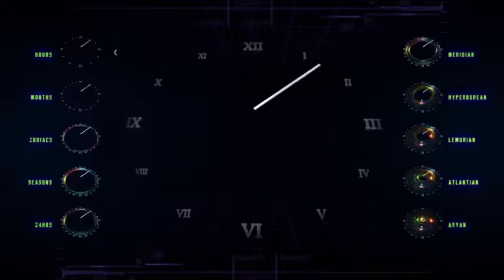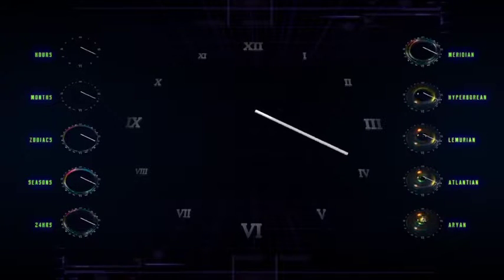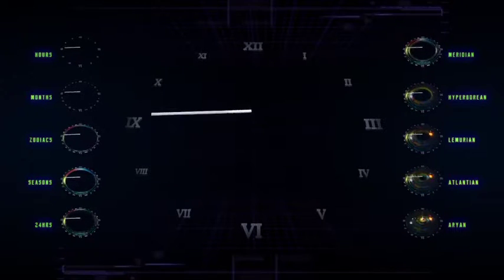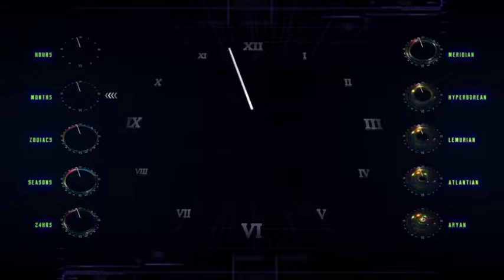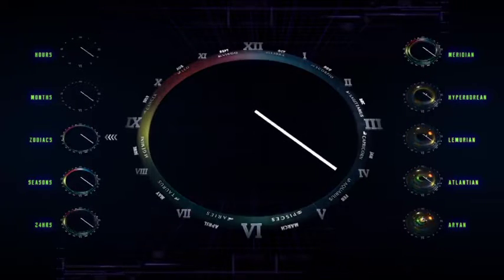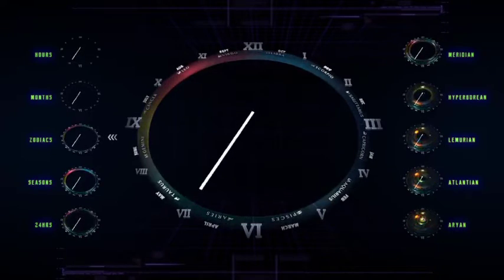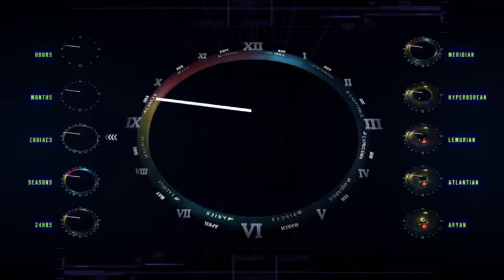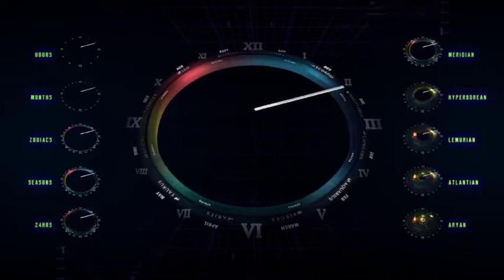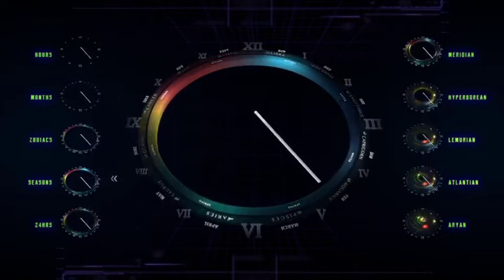The first thing we're going to do is lay a typical 12-hour dial. We're going to follow this by also laying 12 months of the year, and follow that ring by a ring of the 12 zodiac signs matching up to each month. The next ring is going to represent our 4 seasons: autumn, winter, spring, and summer.